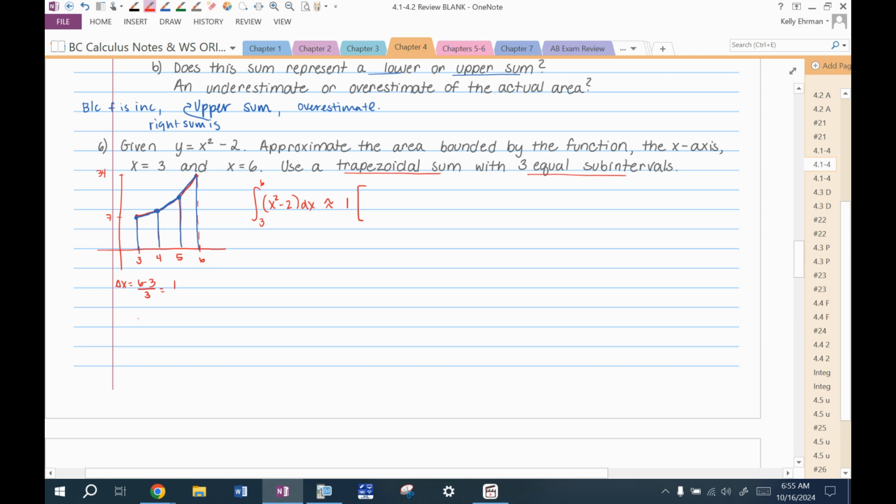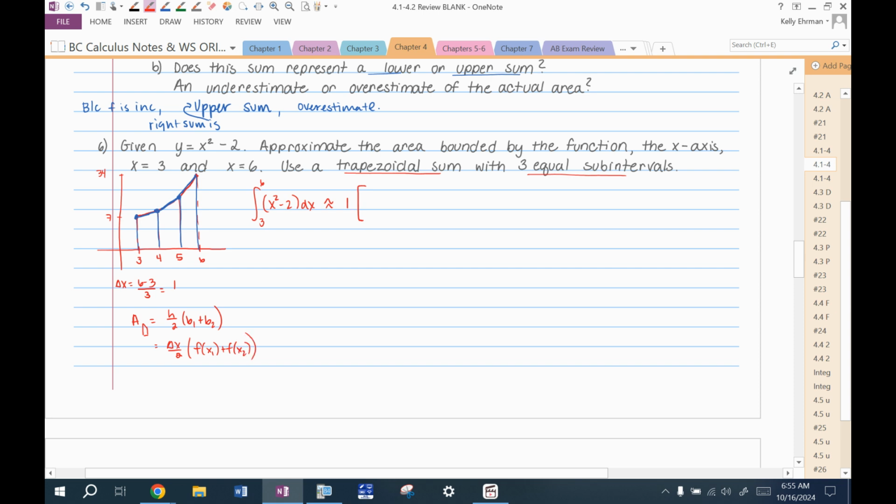Oh wait, sorry. Remember the area of a trapezoid. Let me remind you of this. It's 1/2 the height, so height over 2, times b1 plus b2. And then remember, the height is really the delta x. And then the b1 and b2 will be f of x1 plus f of x2. And you'll just keep going from there.